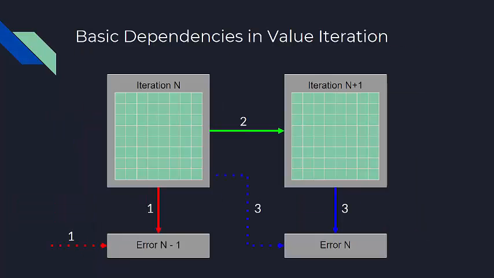And so these are the basic dependencies that we have for value iteration. We got an error. We need to do the value iteration first to get the error. And of course, it relies upon the previous iteration in order to figure it out. But we're already basically guaranteed that data because, in order for iteration n+1 to happen, iteration n will happen.